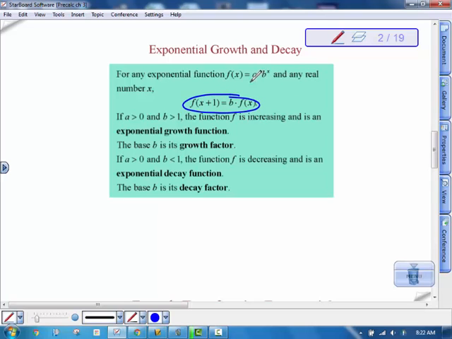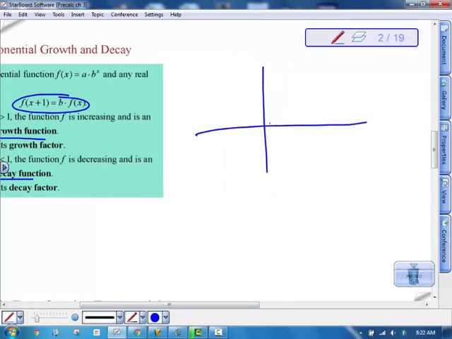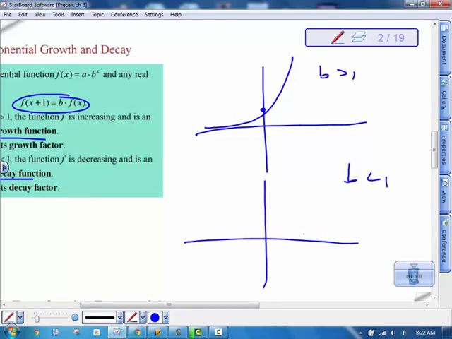Keep in mind that if b is less than 1, it's decreasing, and if b is greater than 1, it's increasing. So we're going to have exponential growth and exponential decay. If b is greater than 1, it's going to go up as exponential growth. If b is less than 1, then it's going to go down as exponential decay.